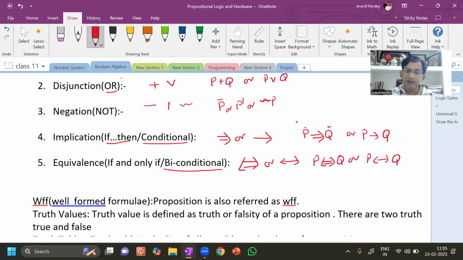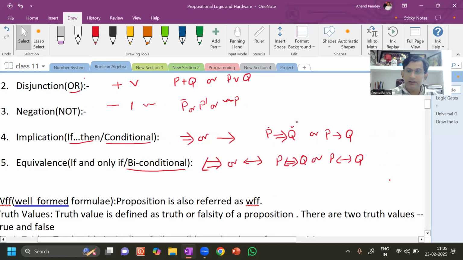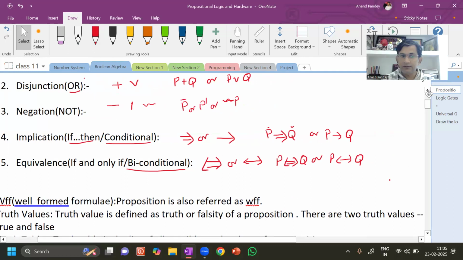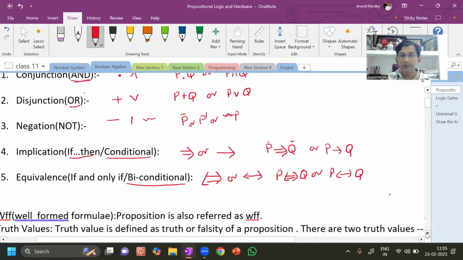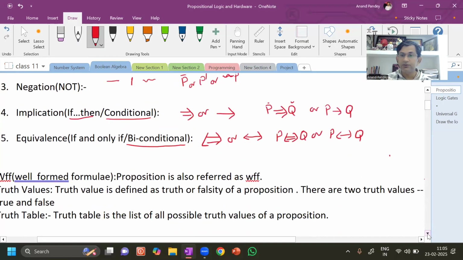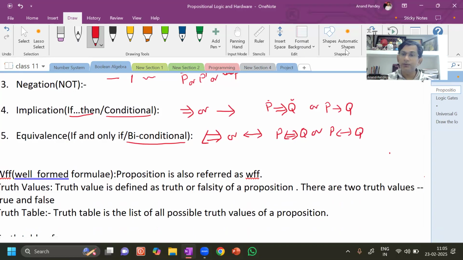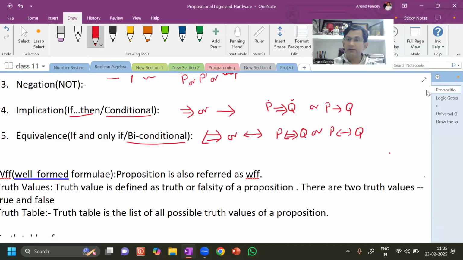So please remember these symbols: dot for AND, plus for OR, then dash, bar, and this symbol for negation. You need to remember these connective symbols, which are used to connect two or more propositions. Now coming to the next topic.